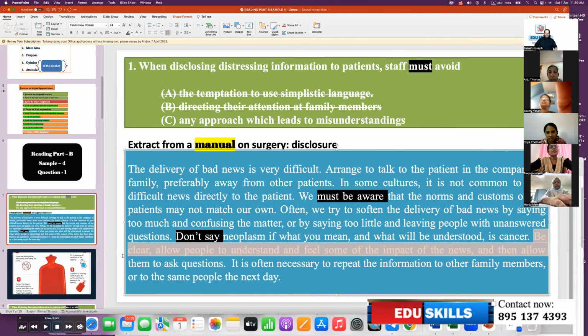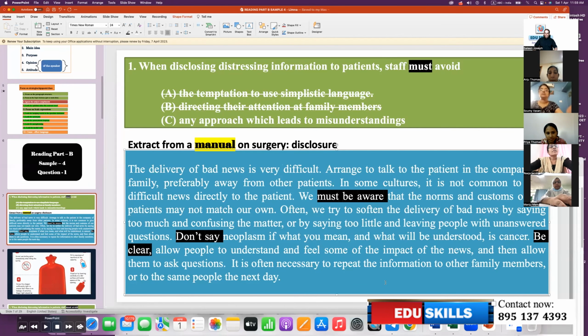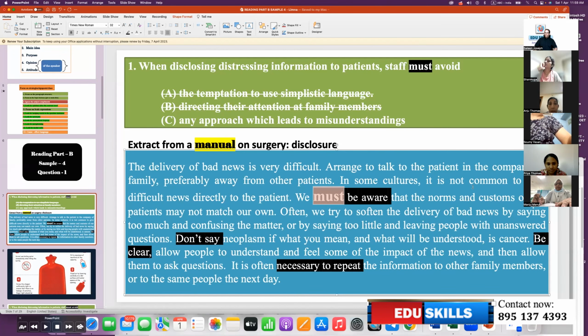Again, here, be clear. Mandatory. Necessary. Where is necessary? It is often necessary to repeat. Necessary to repeat. Mandatory. Beautifully, they say what should be done, what should be avoided. Now, must is used here. Do you have the answer somewhere there?